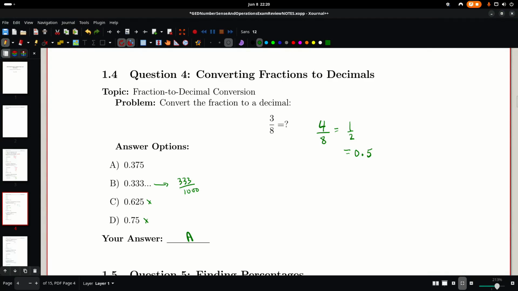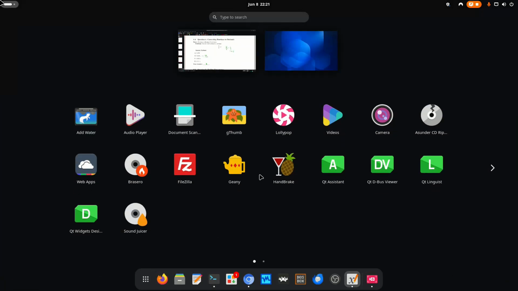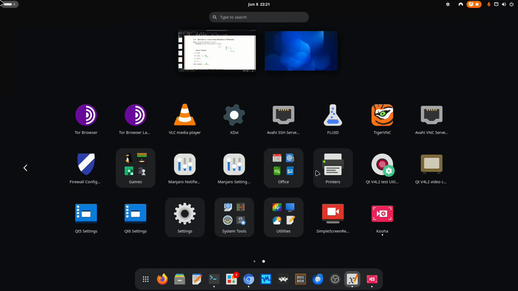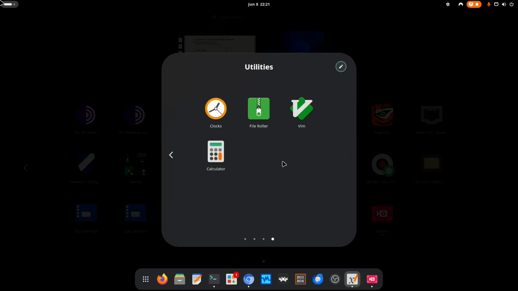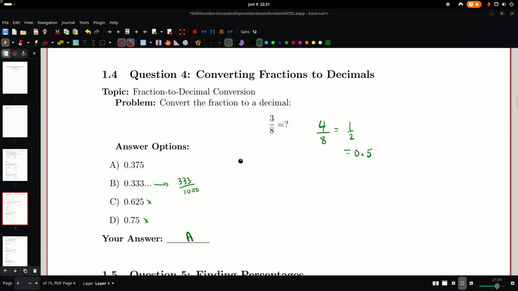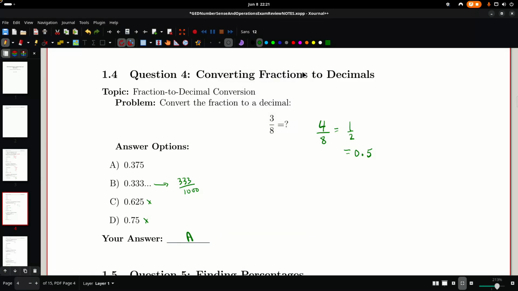And if we check with our calculator, which I can do here, I think I've got a calculator handy under my utilities here on my computer. Yeah, so calculator. So 3 divided by 8, and sure enough we get 0.375. So that makes sense.